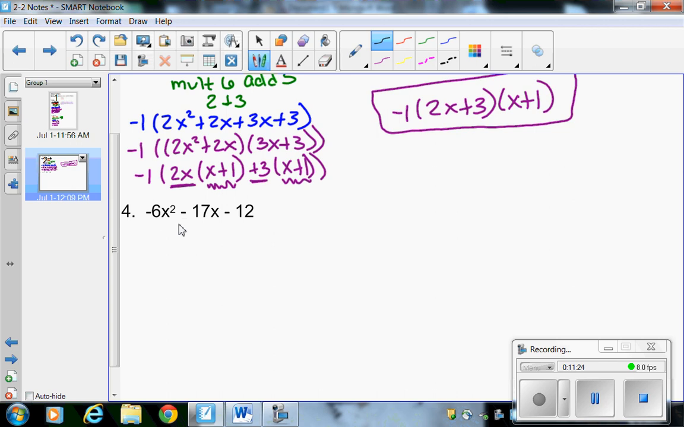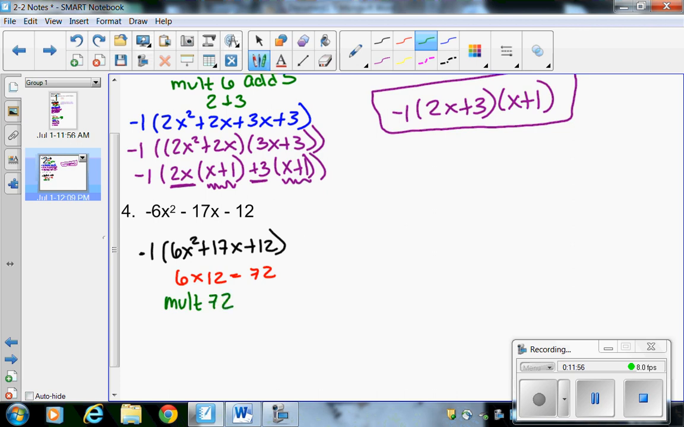So first question, is there a greatest common factor between 6x squared, 17x, and 12? And the answer is no. However, I do notice that it starts with a negative, so I'm going to factor out a negative 1. So then I'm going to multiply 6 times 12, which gives me 72. So I want two numbers that multiply to 72 and add to be 17. And those numbers are going to be 9 and 8.